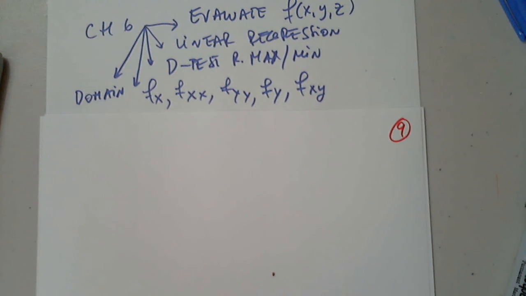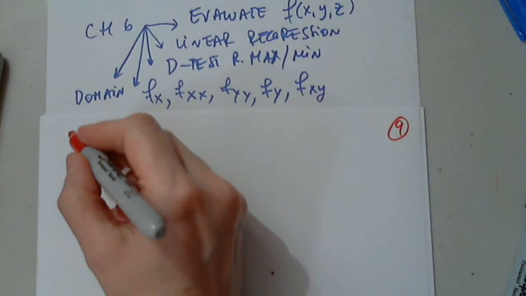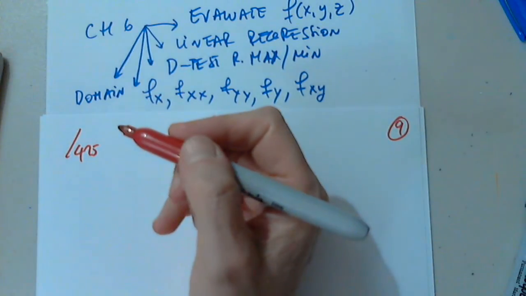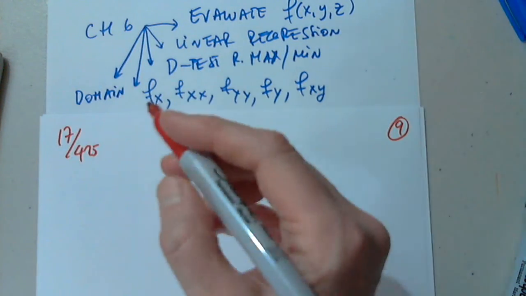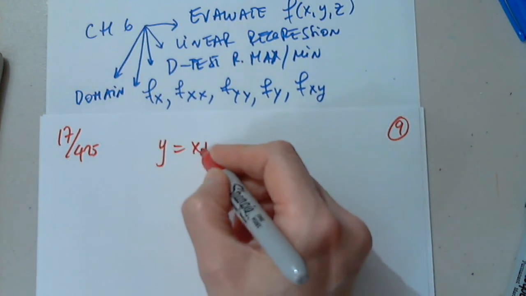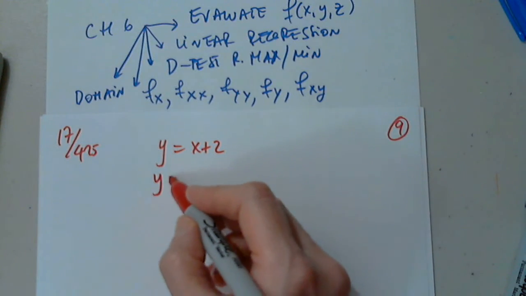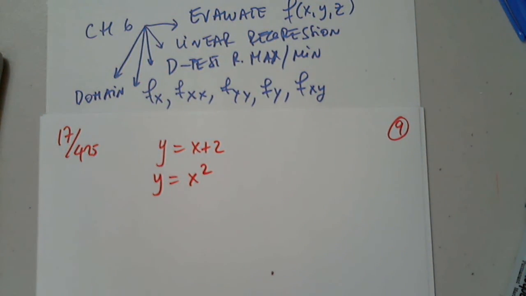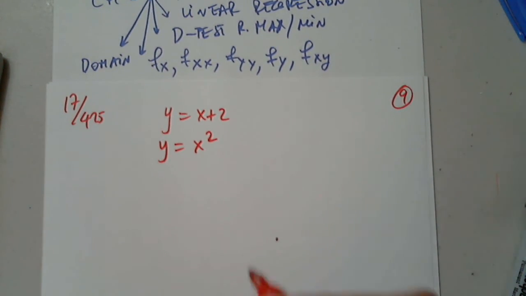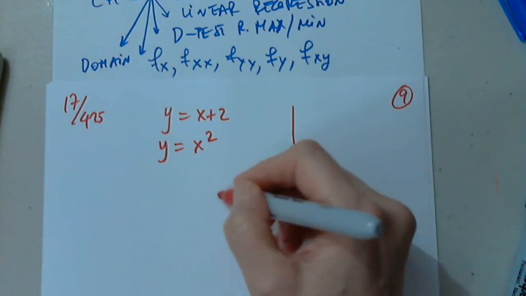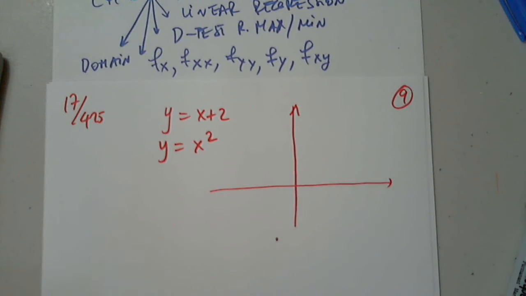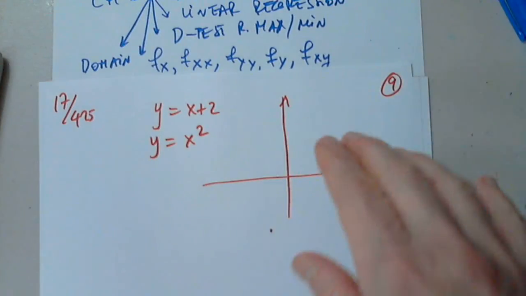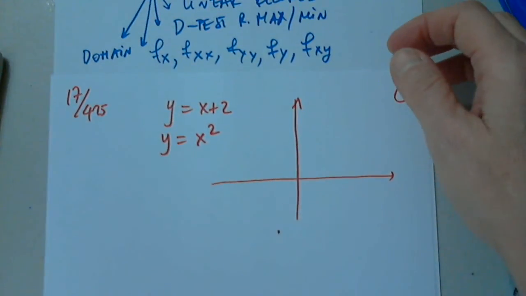So I'm looking at page 425. Let's say, I don't know, 17. So y equals x plus 2 and y equals x squared. So I have to graph. I have to show the area. I have to shade it in. Without that, I can't look at the integral. I don't know how you got the integral.